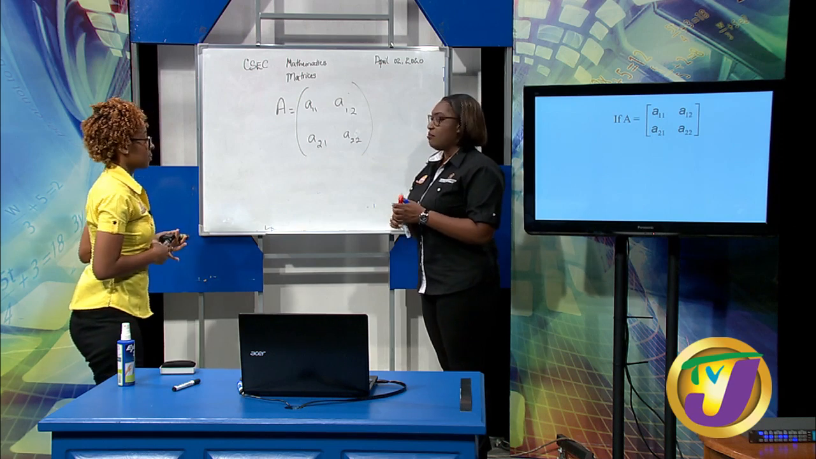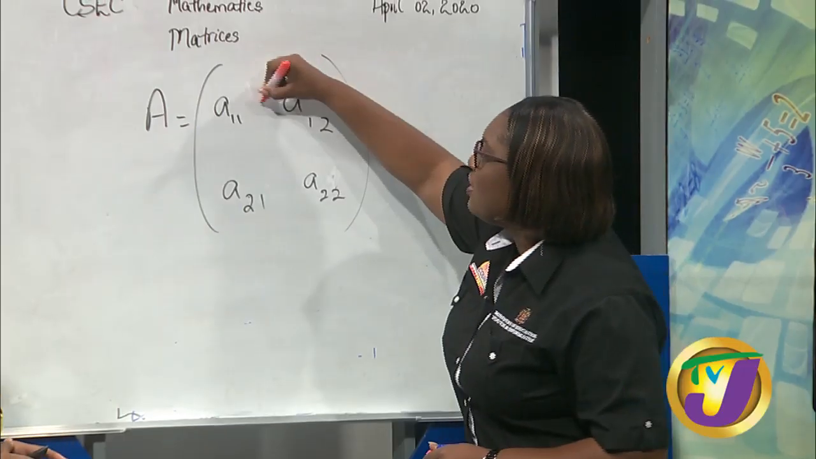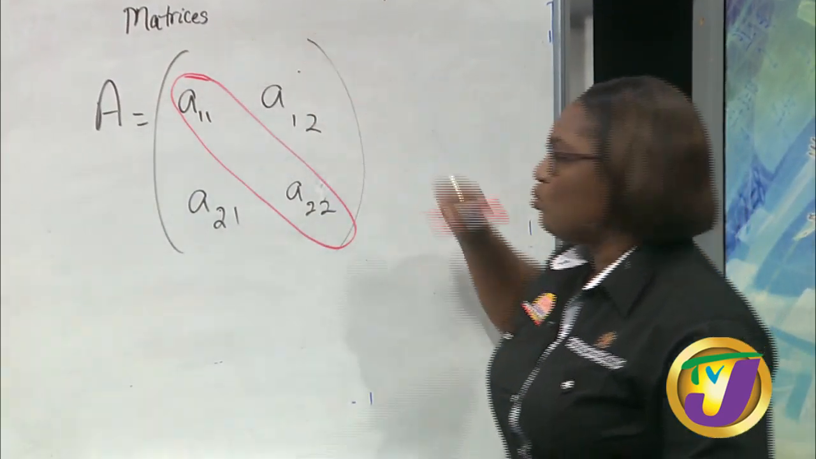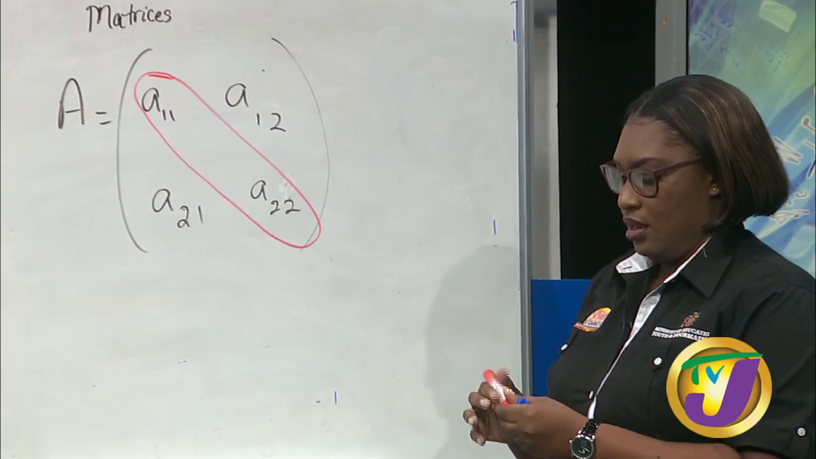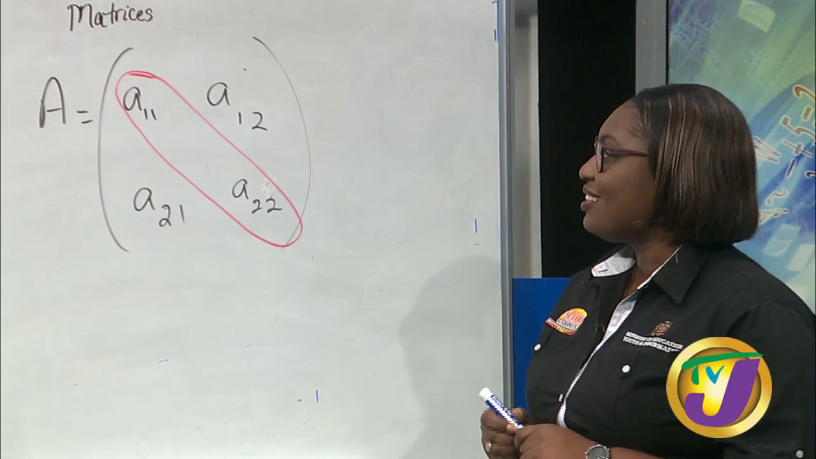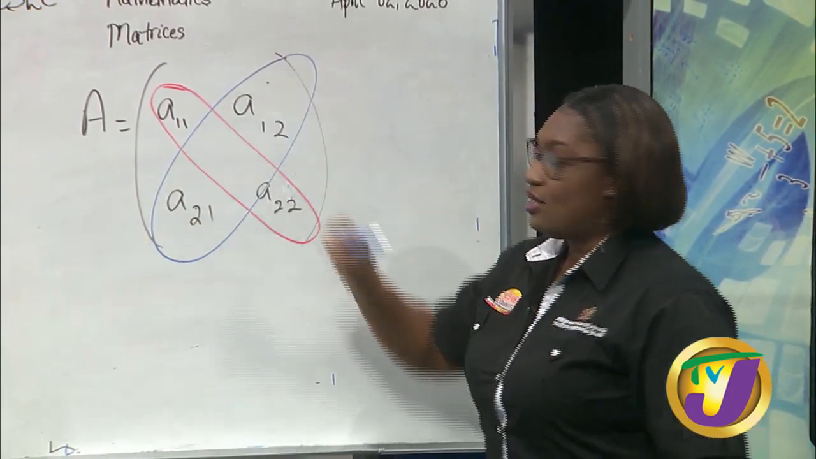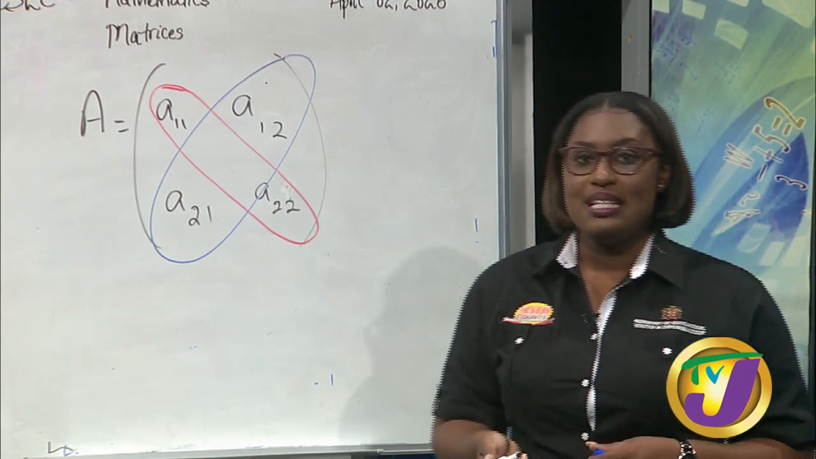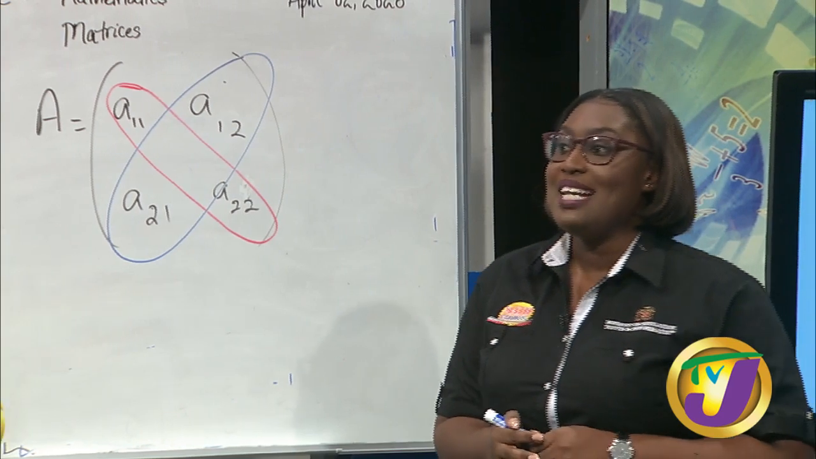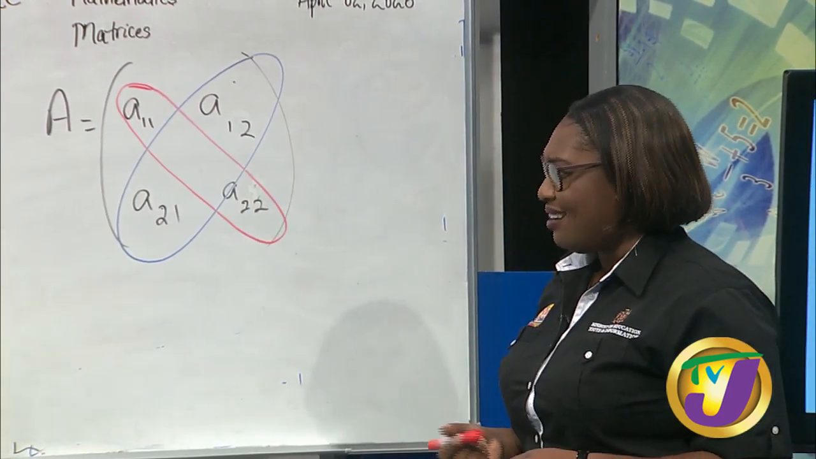All right, with my red marker, I'm going to go ahead and circle my leading diagonal. My leading diagonal would be A11 and A22. My non-leading diagonal, I'm going to take my blue marker and circle, which is A12 and A21. Now, as was stated before, you find the determinant of the matrix by finding the difference of these two products. Now, what do we mean by product again, Camae?